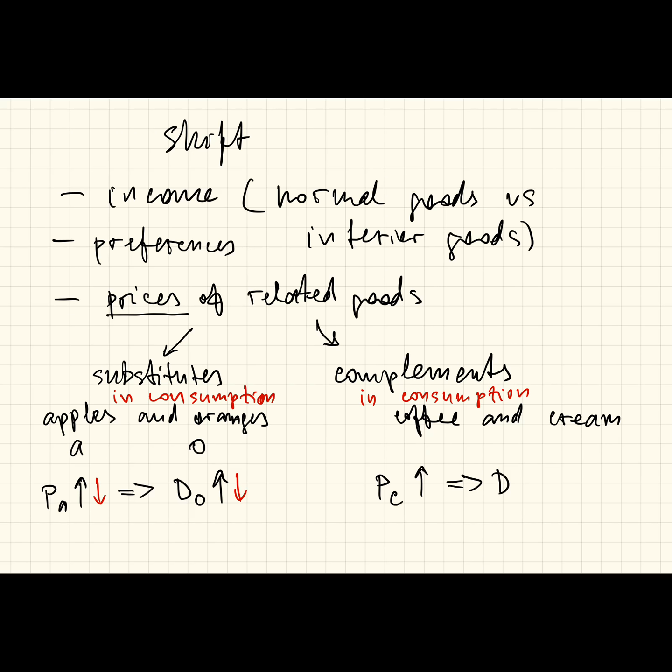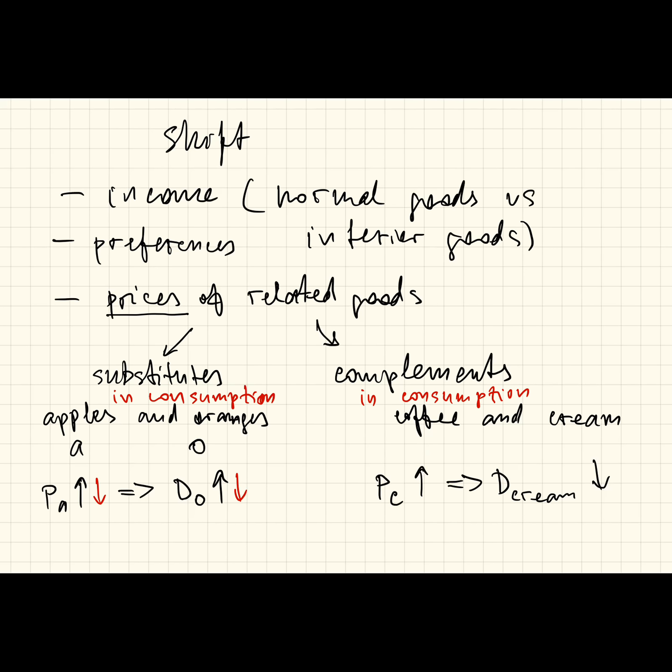So as price of coffee goes up, demand for, well, this is kind of unfortunate, same letter, but I'll just write it down like this. So demand for cream will go down. And to make it even more clear, let me show it on a diagram. So for substitutes in consumption, if you have, and this is actually very important to understand how things work graphically here.